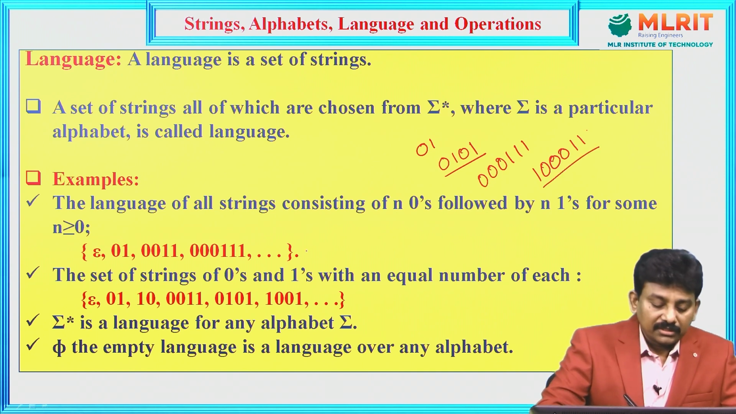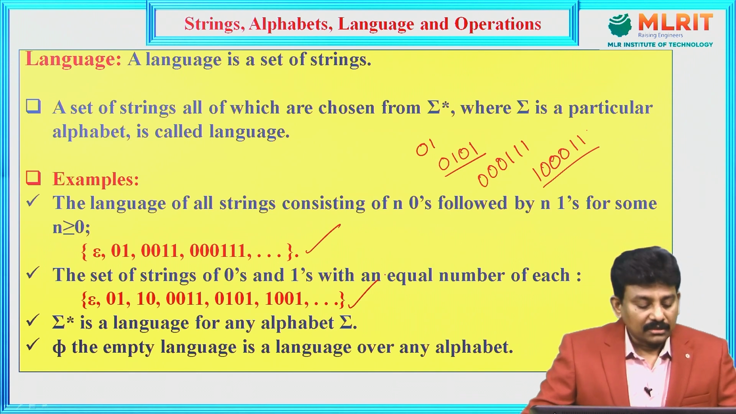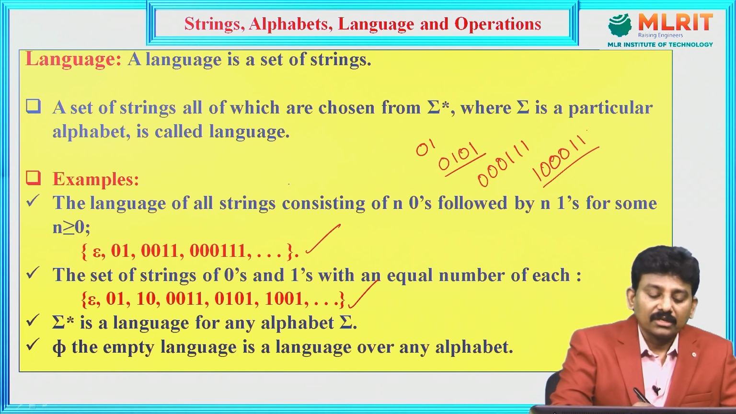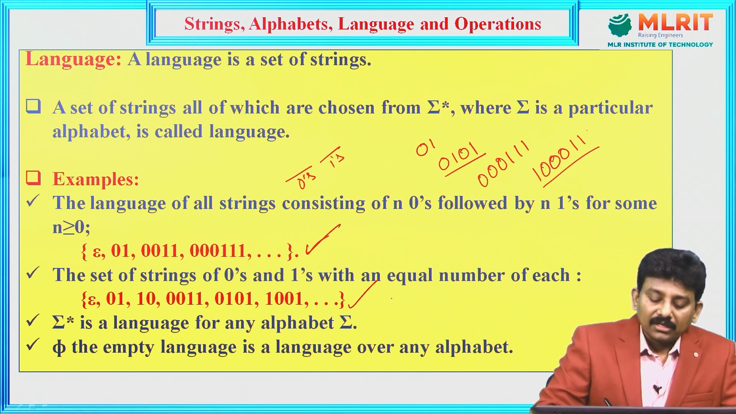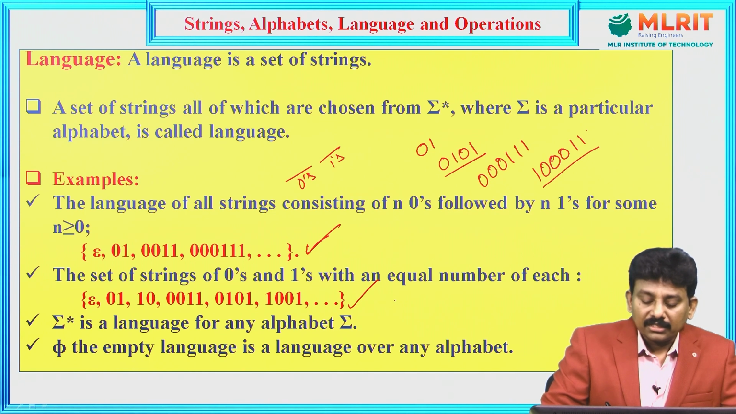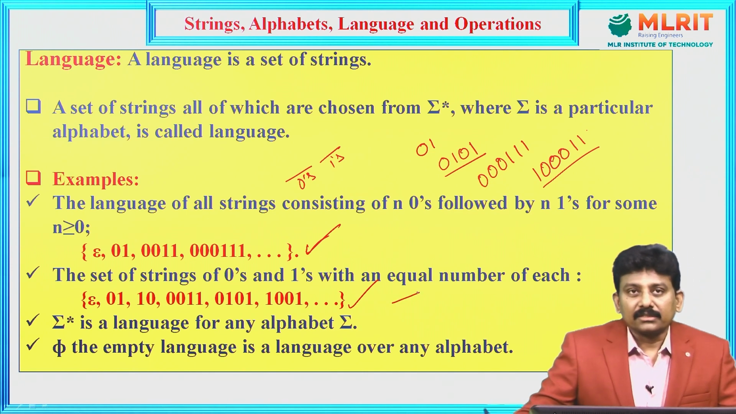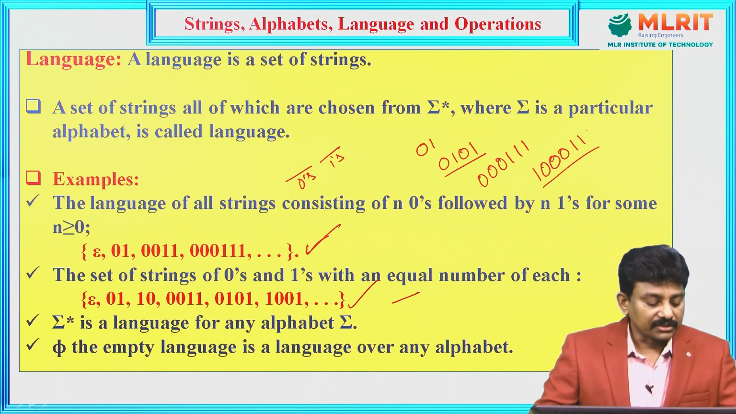But for this example, what is the difference? In the first example, the count, that is the number of zeros and number of ones, must be equal, and order is also important. In the first example, zeros are followed by ones. In the second example, count is important, order is not important. Zeros and ones must be equal in number, but order is not important. That is the difference between the first example and the second example.